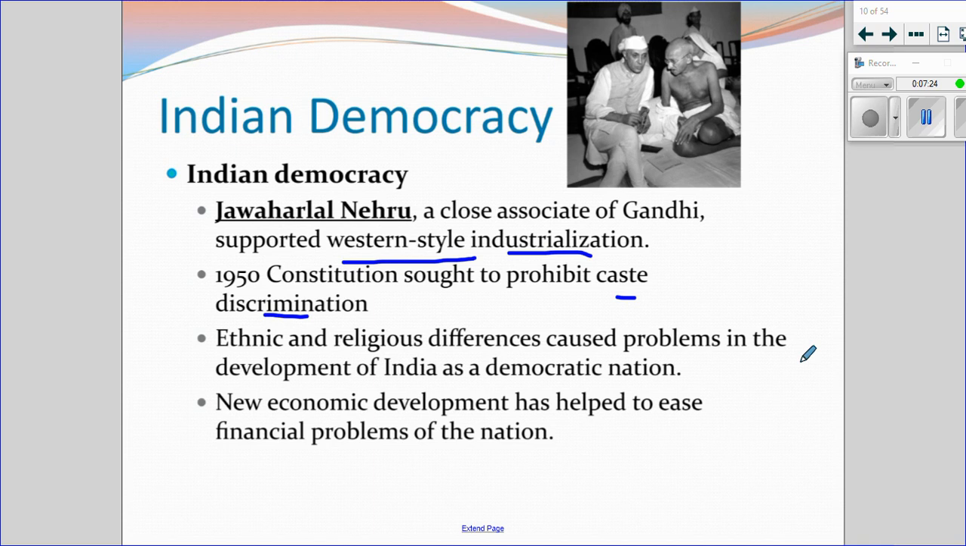There are ethnic and religious differences that have caused problems in the development of India as a democratic nation. I mentioned Hindus and Muslims, but you have all sorts of different ethnic groups living within those borders too, and so that's caused a little bit of strife. But their economy is doing quite well. The United States does a lot of business with India and exports a lot of service industry type stuff to India. In fact, India has become a hub for software development, and so many software developers outsource that work to India. They have a lot of high-tech industry there.